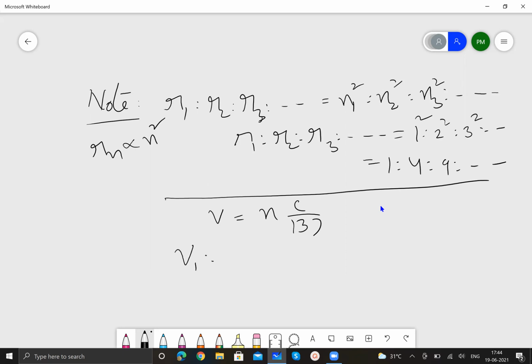The second important one, V is equal to n into C by 137. So the ratio of speeds of electrons in the different orbits of hydrogen atom will be equal to the ratio of principal quantum numbers, that is 1:2:3, etc. You have to remember it. Very, very important note. These things should be done on the spot. We should not waste much time on such concepts. Directly read the question and put the answer. So they should be stored in memory.